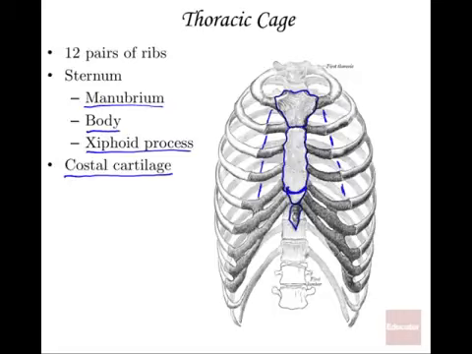And finally, I just wanted to point out these ribs at the bottom. There are actually a few ribs that do not come back and connect with costal cartilage. Those are called floating ribs. It's tough to find them, but yeah, they do not come up and connect with these other ribs to the body of the sternum.